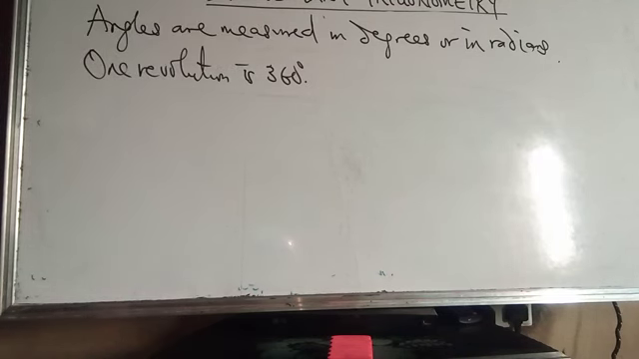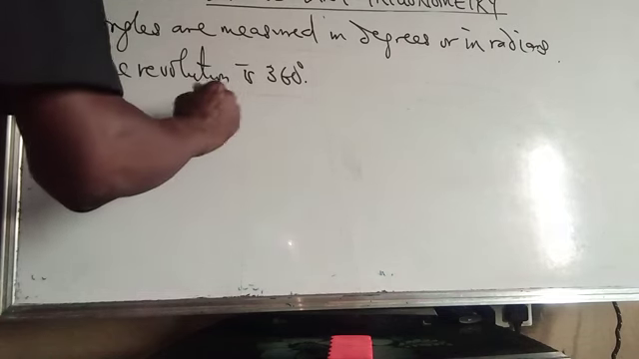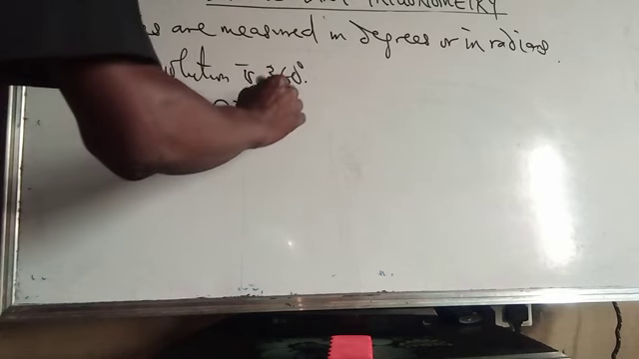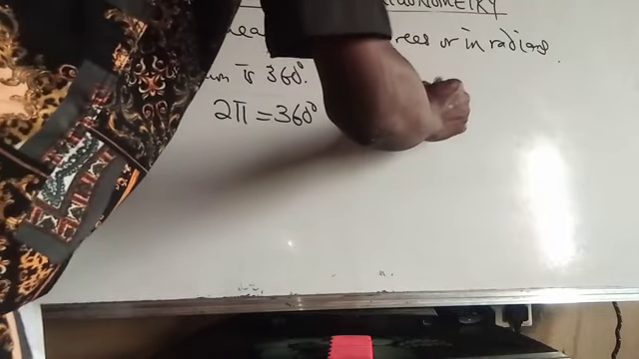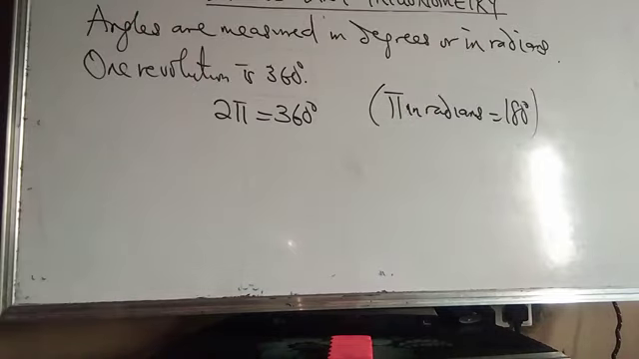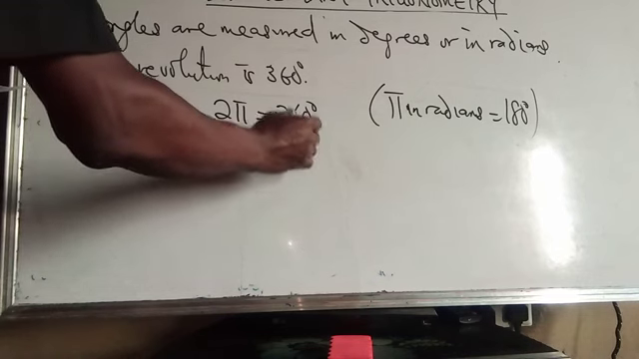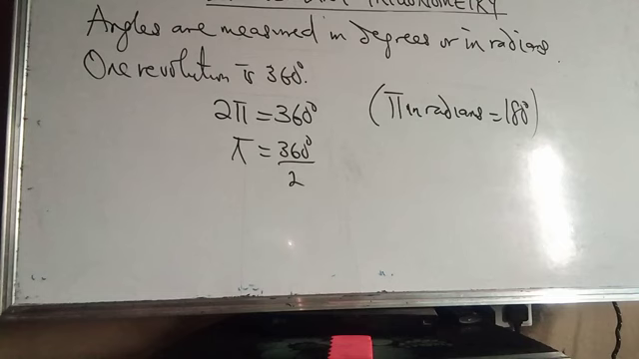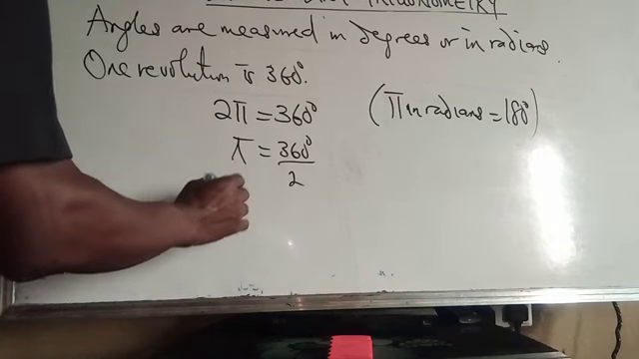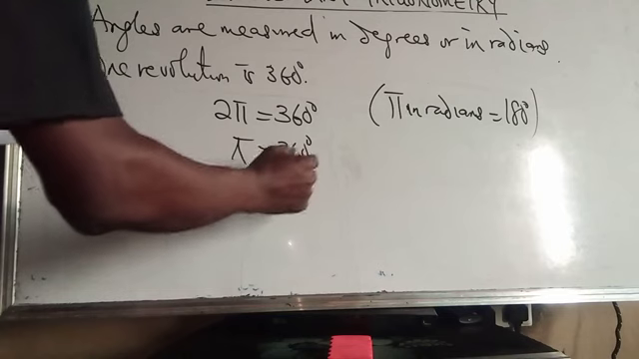Now, how do we show the difference between angles in degrees and angles measured in radians? We have 2 pi radians is equal to 360 degree, because pi in radians is equal to 180 degree. So we multiply 2 by 180, and from here pi will be 360 degree all over 2, which is 180.